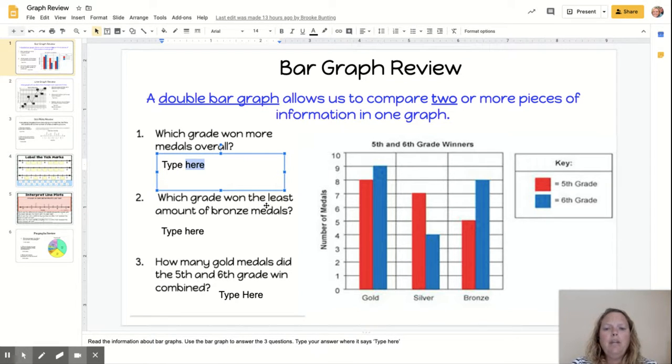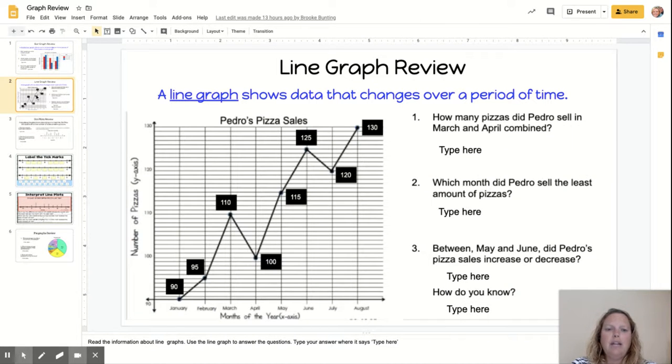Then which grade won the least amount of bronze medals? So there's bronze, and you just have to look at it for that one. Which one is least? And then how many gold medals did the fifth and sixth grade win combined? So there's gold. And what it wants you to do is combine how many the fifth grade and how many the sixth grade won. So you have to add those together. Okay?